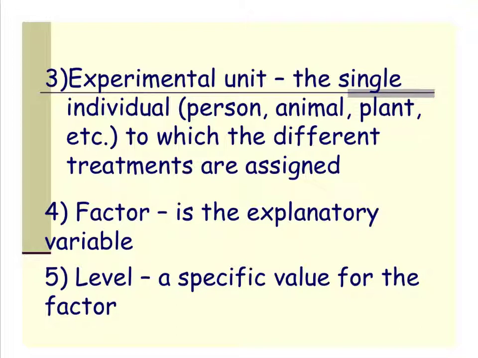And the next one is the level. The level is a specific value for the factor. So the level is tied to what your factor is. And in this case, we might test one type of food, we might test 2, but our food may not have different kinds of levels. You don't always have to have levels in an experiment.